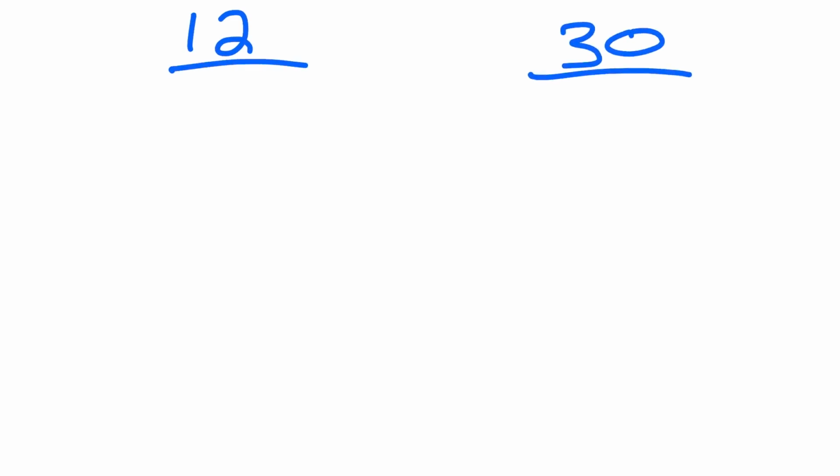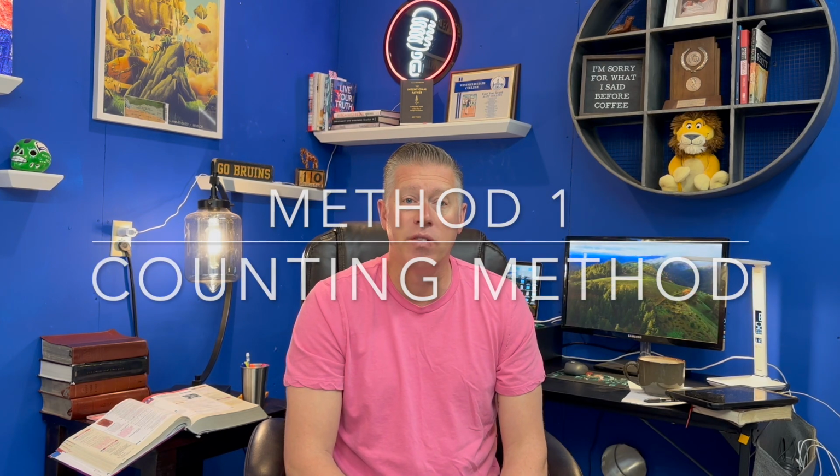So 12, we can factor 12. We can do this a couple different ways. I'm going to show you 3 different ways to do this. The first way is to just simply list out all the factors. So here's 12 and here's 30. 12 first. As I'm listing out all the factors, one method I use I call the counting method. I just count up and see if a number divides evenly into 12.